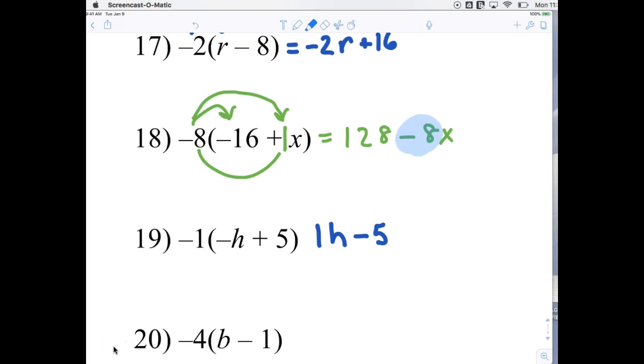Positive times positive is positive. We know these rules. Positive times a positive is a positive. Negative times a negative is also a positive. Negative times a positive is a negative. Anytime the signs are opposite, it's negative. If the signs are the same, it's positive.